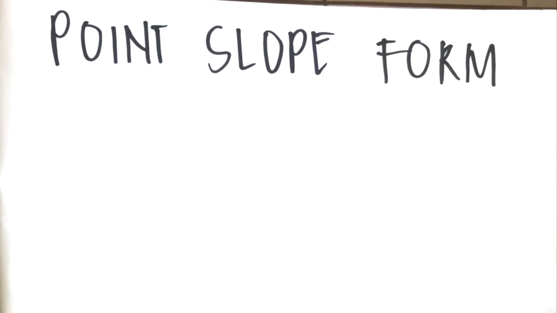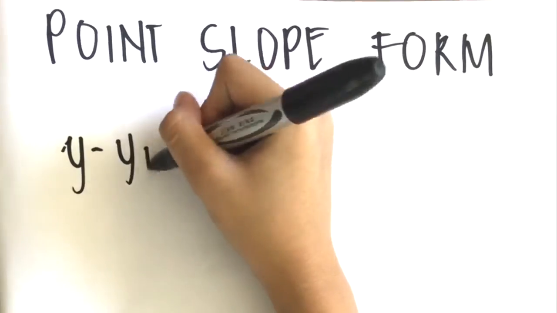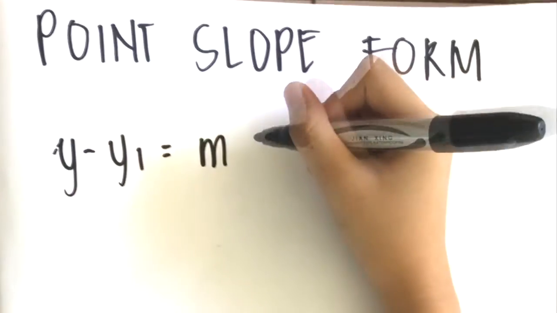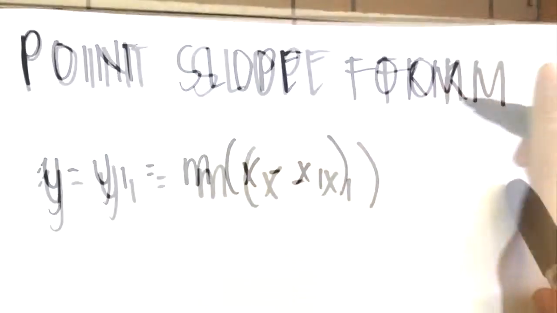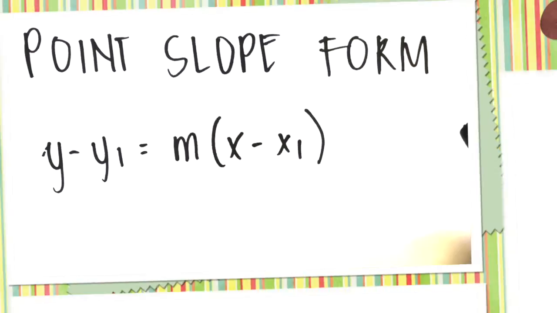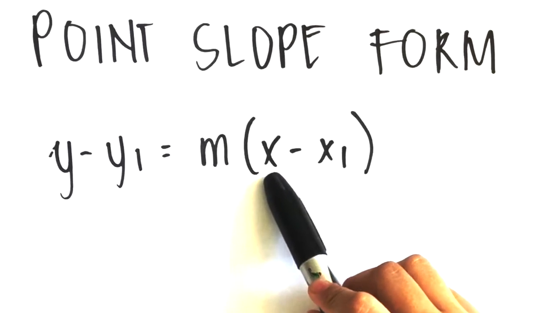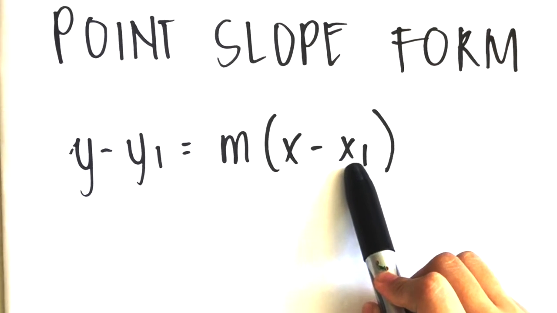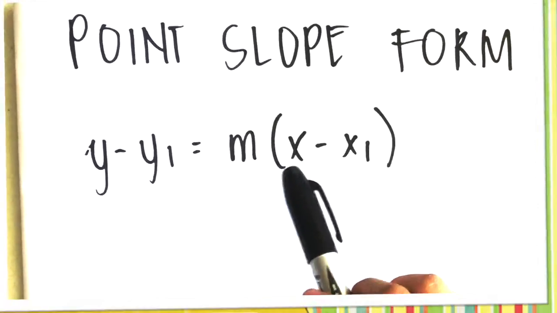So another equation of a line is point slope form. The point slope form is y minus y sub 1 equals m times x minus x sub 1. We can use this equation when there is a given point and a slope. So x sub 1, y sub 1 is a known point. M is the slope of the line and x and y is any other point on the line.